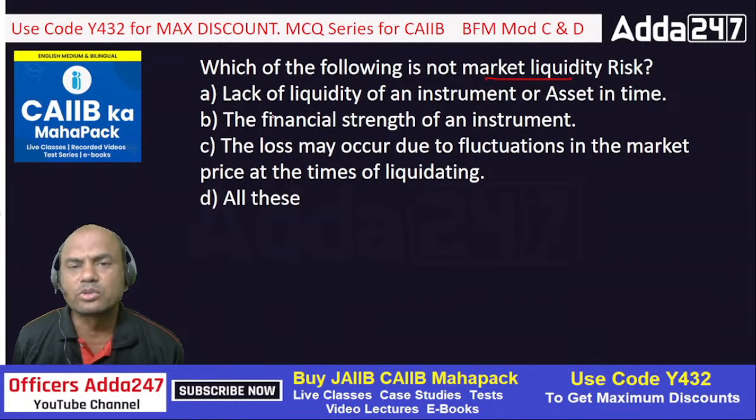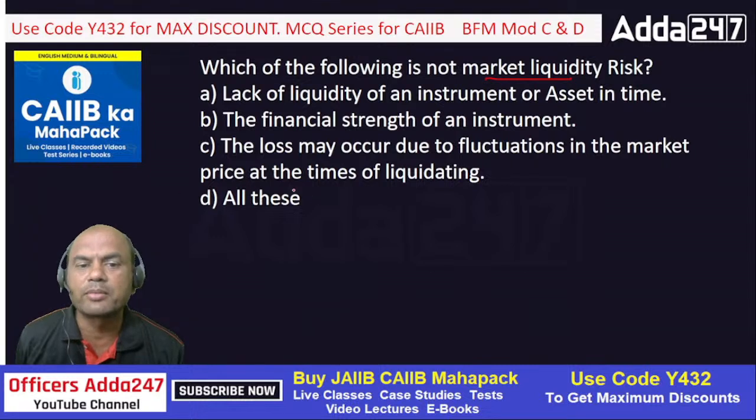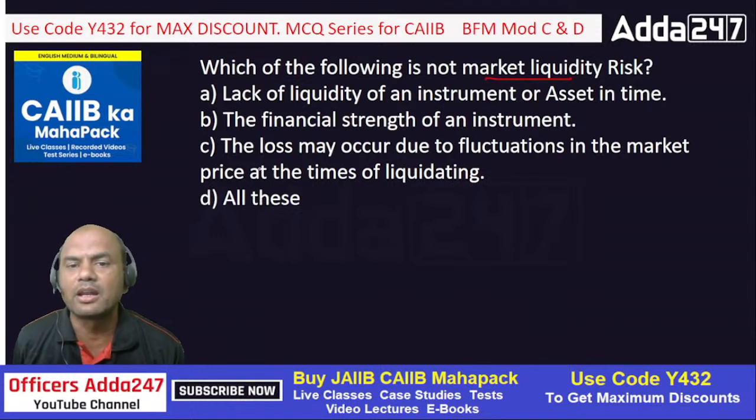I know the last two answers were all of these, so everybody is typing all of these: D. But remember, D is not the answer. Now type the answer: A, B, C. I want not the market liquidity risk. Just now I explained the flat concept.